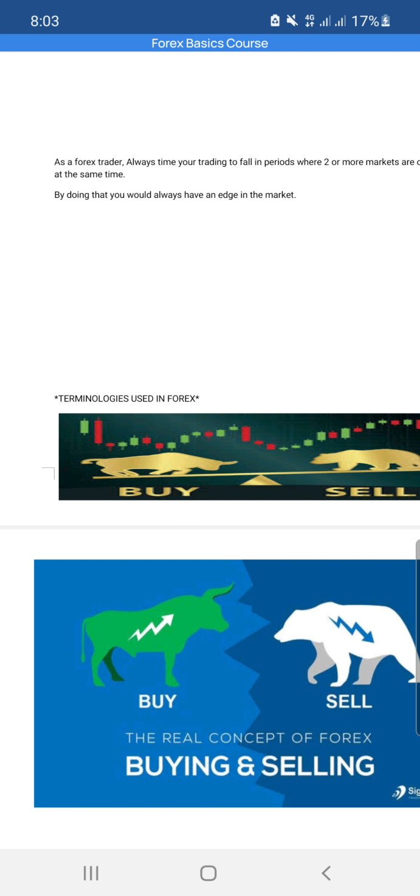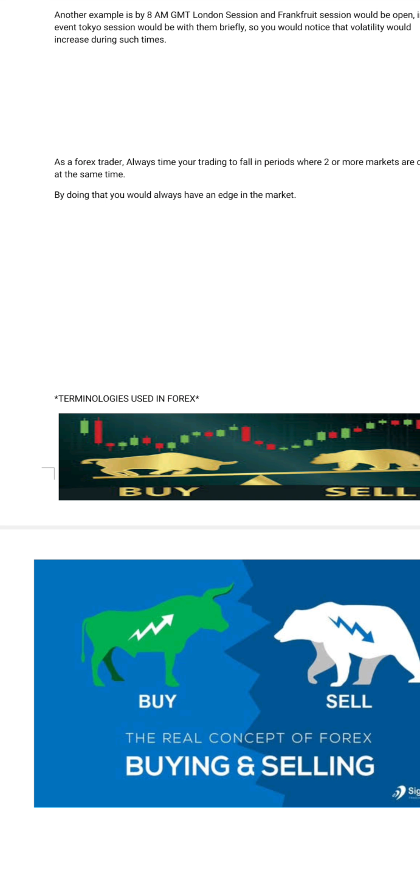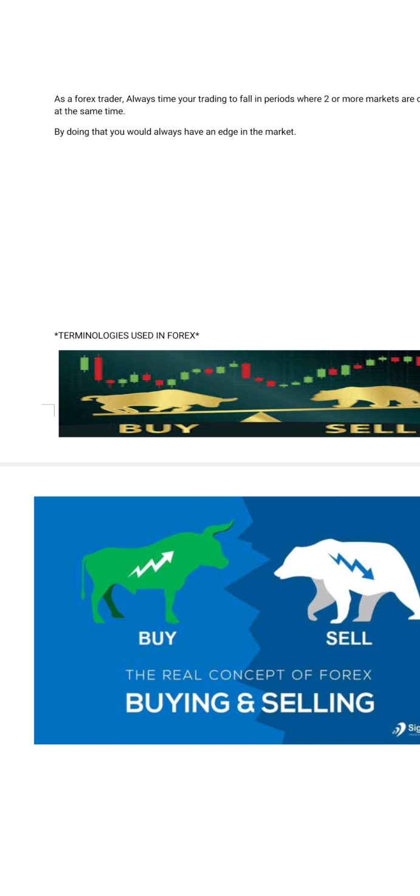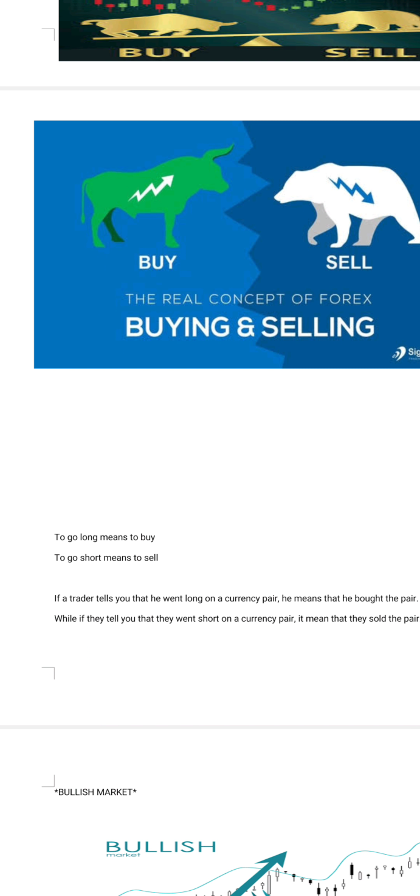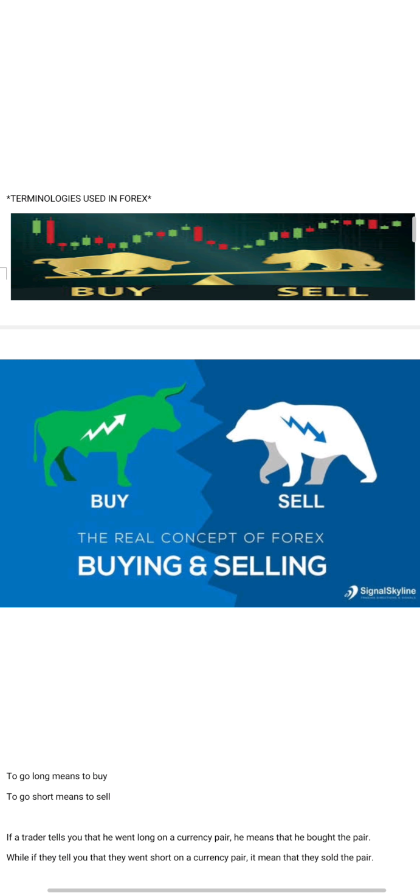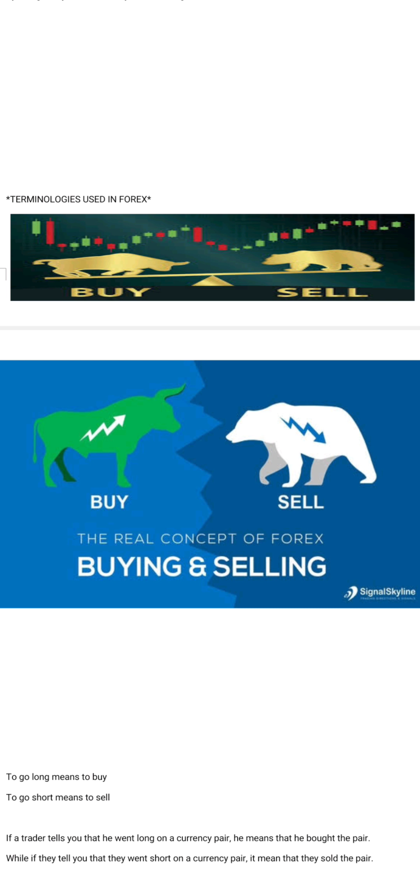Okay, for this class, we're going to be talking about terminologies used in forex. The first terminology used in forex is, if you see from this picture, you see buy, represented by a bull, then you see sell, represented by a bear.